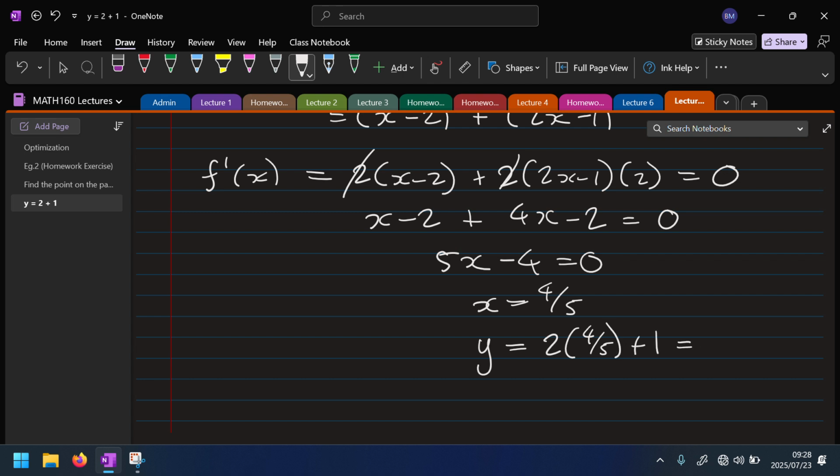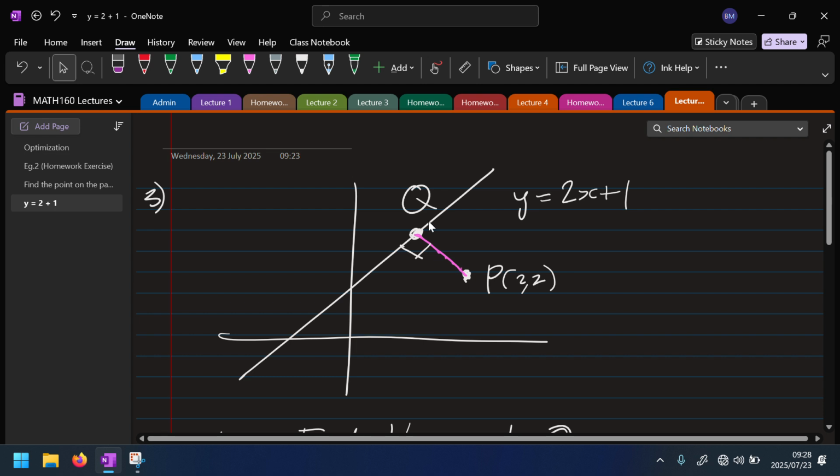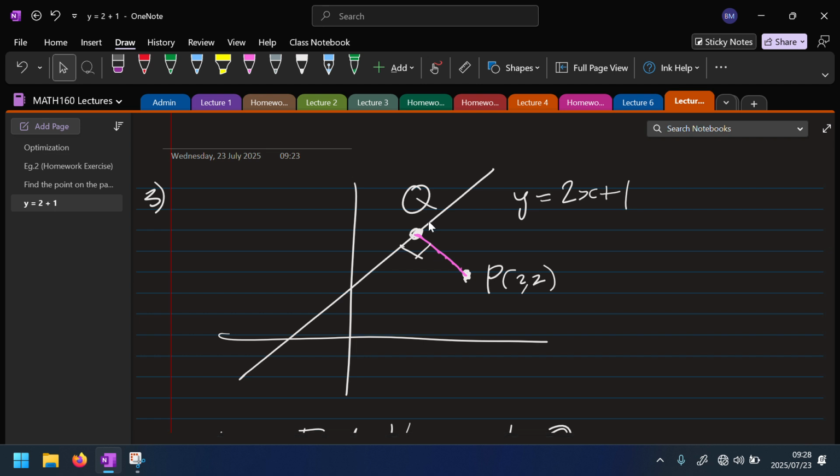So that's going to be 2 times 4, 8 over 5 plus 1. What's that going to be? 13 over 5. Good. So we've got the x and y pair for this point Q. So that's part 1 done. We've got Q. Part 2, we need to show that this PQ line is perpendicular to the straight line.